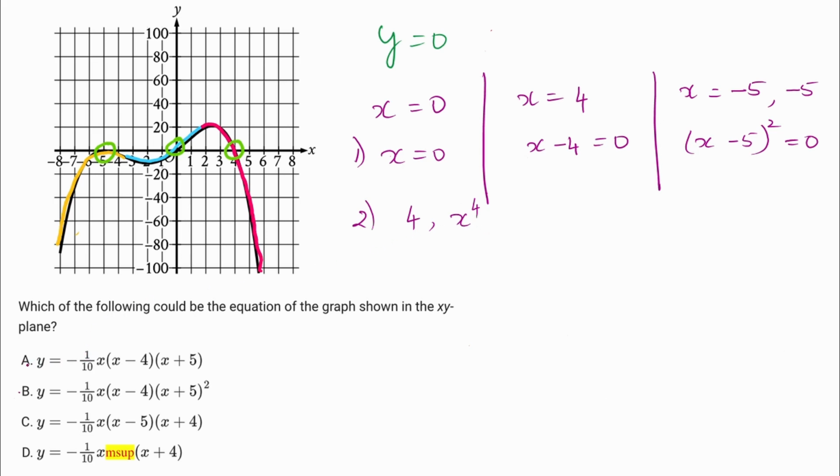So let's consider our first equation: y equal to negative 1 by 10 x times x minus 4 times x plus 5. If I multiply the x in these terms, I'm going to have a highest term of only x cube, which is wrong. My condition over here doesn't satisfy. So option B, y equal to negative 1 by 10 x times x minus 4 times x plus 5 the whole square. My values are present and the degree of the polynomial is also satisfied. So option B is my correct answer. Option C and D are obviously wrong.